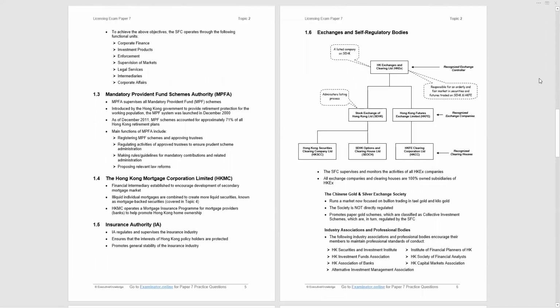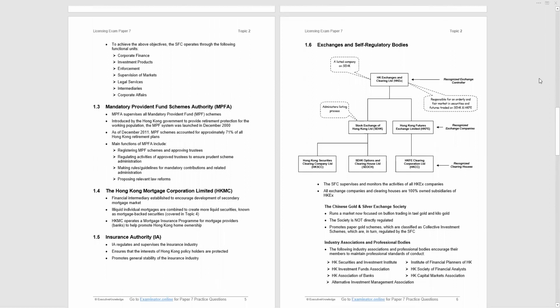It makes rules, guidelines for mandatory contributions and the administration of them, and it proposes relevant law reforms. The Hong Kong Mortgage Corporation was established to encourage development of the secondary mortgage market. It's akin to Fannie Mae and Freddie Mac in the US, where individual mortgages, which are in themselves illiquid, are combined to create more liquid securities, and the securities are then issued and known as mortgage-backed securities. Insurance Authority regulates and supervises the insurance industry, ensures that all insurance policy holders in Hong Kong are protected, and promotes general stability of the industry in Hong Kong.